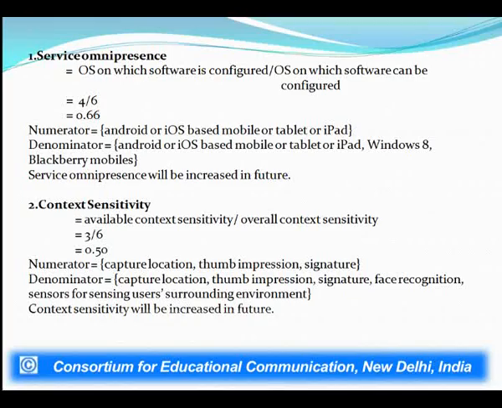So in the numerator it is 3, and it is desired that it should be able to capture face recognition, it should be able to sense the user's surrounding environment, and capture the signature also apart from the thumb impression and the location. So basically right now this particular Japper is context sensitive on 3 items, and the overall context sensitivity desired is 6. So the context sensitivity measurement is 50%.